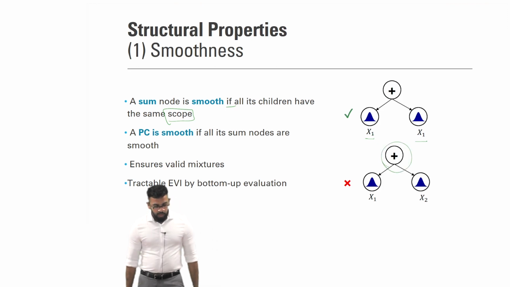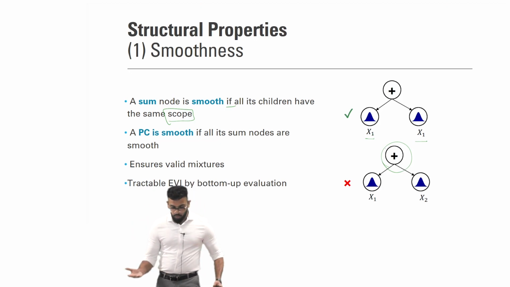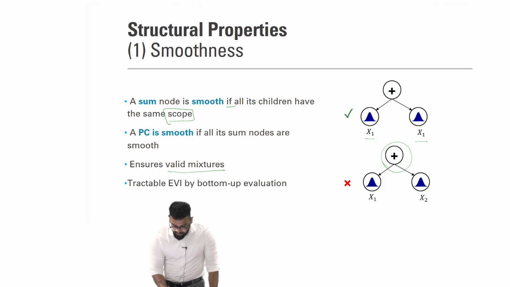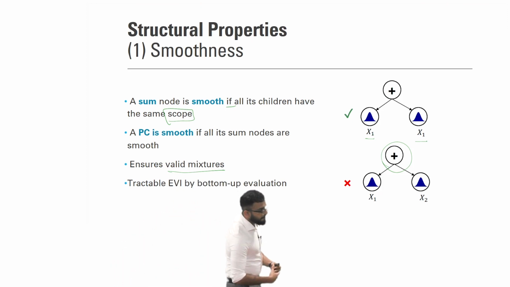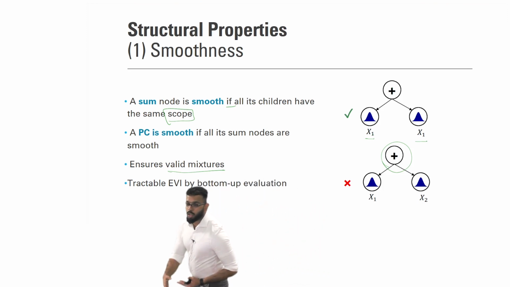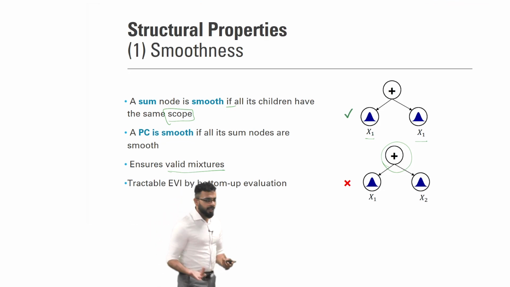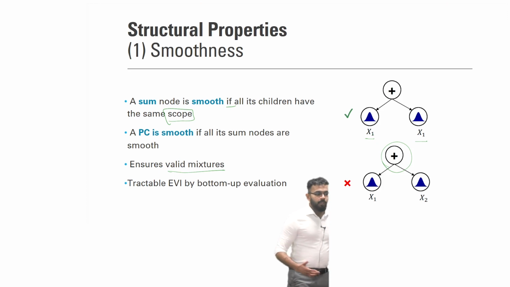Now why do you need smoothness, right? A PC is smooth if all of the sum nodes in the circuit are smooth. The reason you need smoothness is to ensure that you have valid mixtures. When you take mixture distributions, you're basically mixing simpler probability distributions, right? So to ensure that the output of a mixture is a valid distribution in itself, the individual components should also be defined over the same space. Otherwise it makes no sense to combine. You're combining two things, but they are not distributions over the same space, which means you wouldn't get a valid distribution as the output.